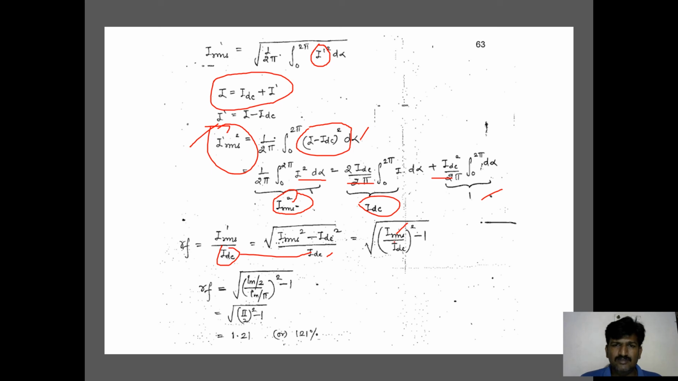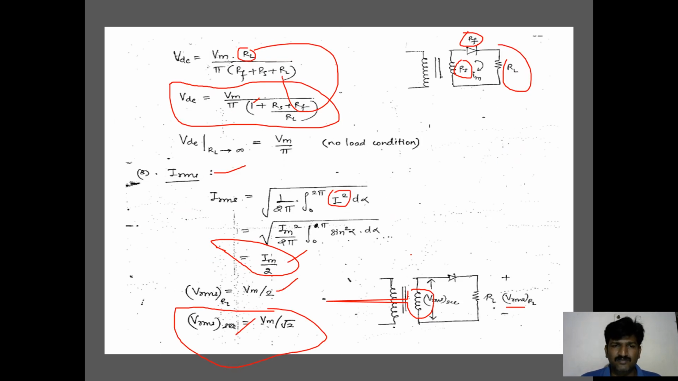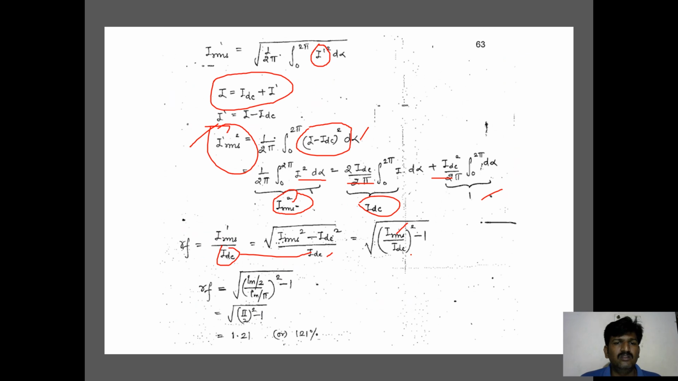You can also substitute IRMS is equal to Im by 2 and IDC is equal to Im by pi according to the previous derivations. Then Im gets cancelled. You can have pi by 2 whole square minus 1 under root. It is going to be equal to 1.21.